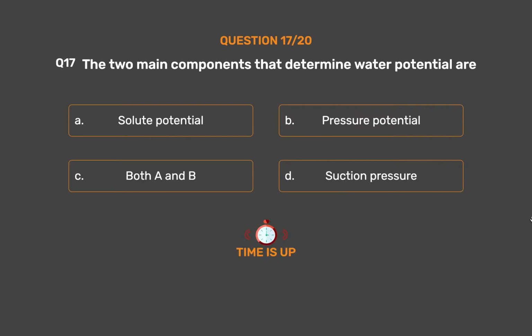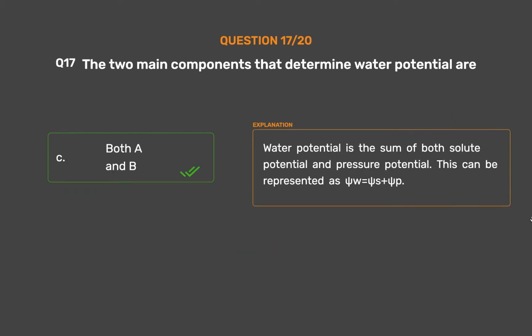The correct answer is option C. Both A and B. Water potential is the sum of both solute potential and pressure potential. This can be represented as psi W equals psi S plus psi P.